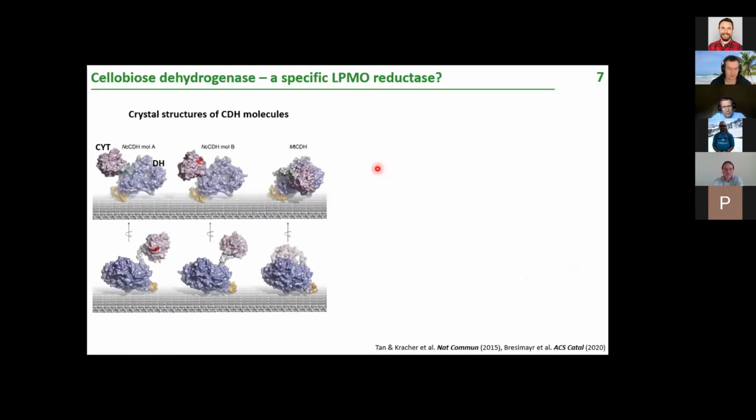A couple of years ago, we were lucky to obtain crystal structures of the CDH. This was a very lengthy endeavor. It took a lot of different enzymes to really get crystal structures. But in the end, we were quite happy to get 3 different crystal structures with 2 different enzymes.